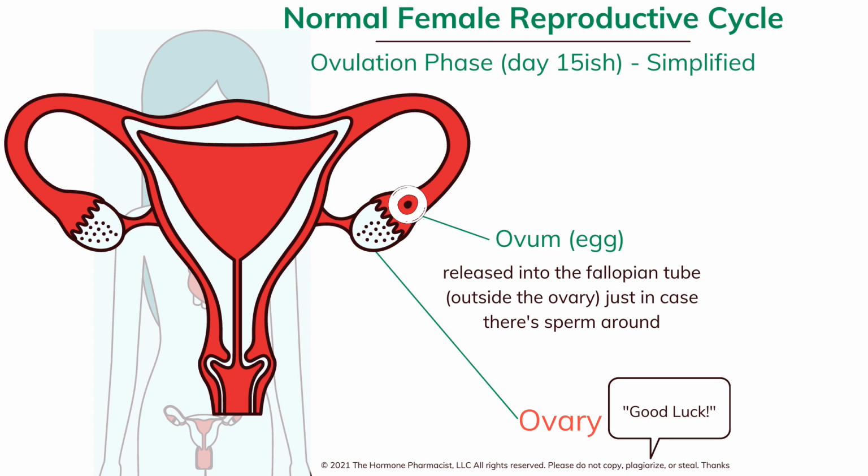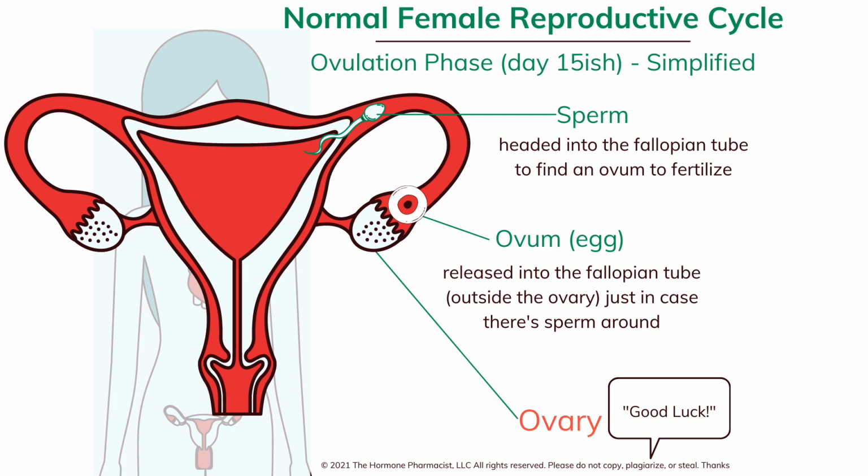Now, when the egg gets out into the fallopian tube, it's possible that there are sperm headed into the fallopian tube around the same time as ovulation, looking for just such an ovum that the sperm can fertilize.